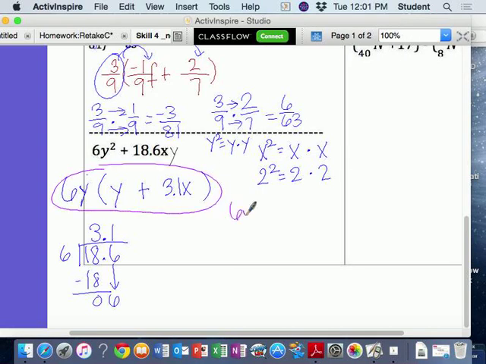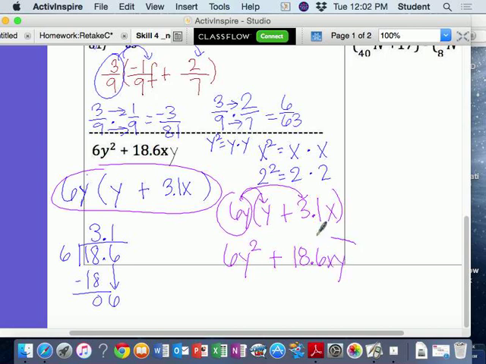Remember to check work, you just distribute out the problem to make sure it equals the number of which you factored. So I start off by circling what I need to distribute, and 6y times y would be 6y squared, because you've got y times y, which would be y squared. Plus 6 times 3.1, which we know is 18.6, x times y. And this matches this, so it is in fact correct.